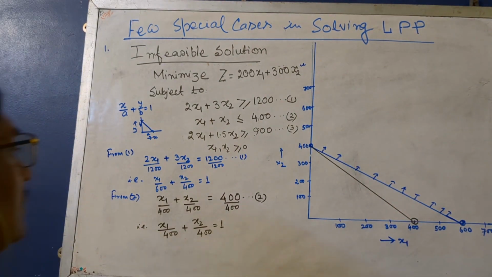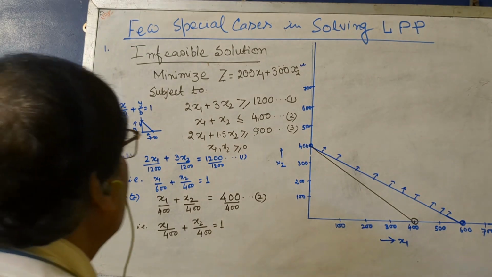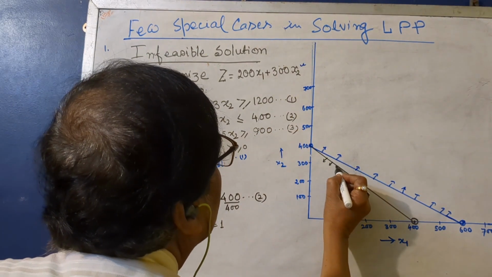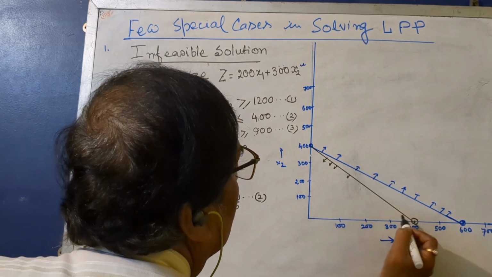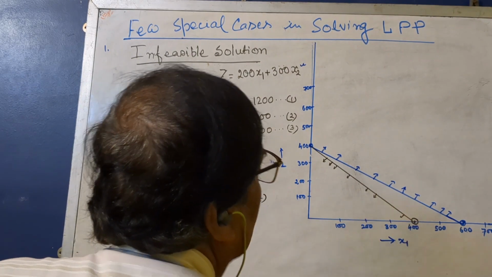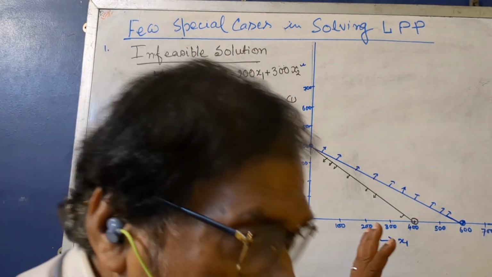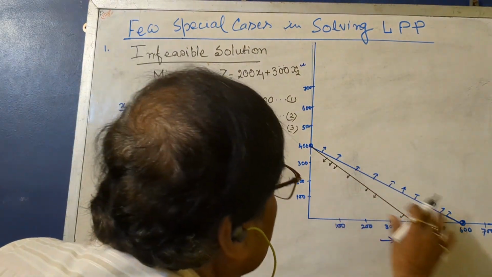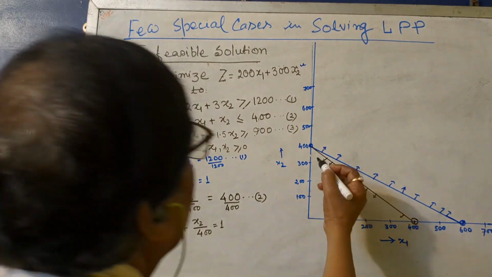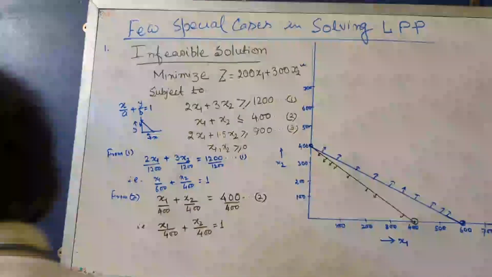Then what will be the direction of the line? As it is less than, that's why the direction of the line will be this. I'm not drawing everywhere. The movement of the line is this. I think it is clear. If you have any problem to understand how the lines have been drawn, you please check the previous video. Then it will be easy for you to understand.